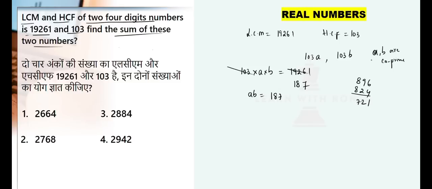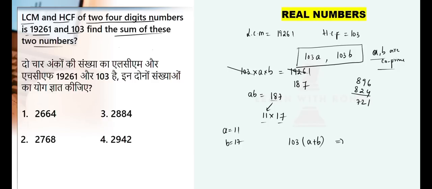Tell me, what are the two co-prime numbers we get multiplication 187? See, I can write this 187 as 11 times 17. 11 ones 11, 11 7s 77, right? So these are two co-prime numbers and their product is 187. So I can say that A is 11 and B is 17. Okay, then they asked us to find sum of these two numbers. Sum is nothing but 103 times A plus B, right? So which is nothing but 103 A plus B. 11 plus 17 is 28 is our answer.